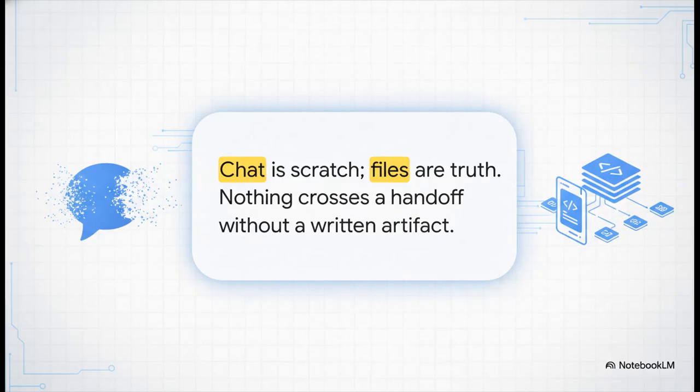And that brings us to this brilliantly simple axiom. Chat is scratch, files are truth. What this means is absolutely nothing crosses a handoff without a written artifact. A conversation you have with an AI in a little chat window, it's just a fleeting memory. It vanishes. The artifact spine, your architecture packs, your design bundles, your code, that is the actual project.